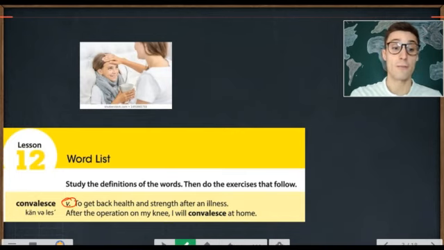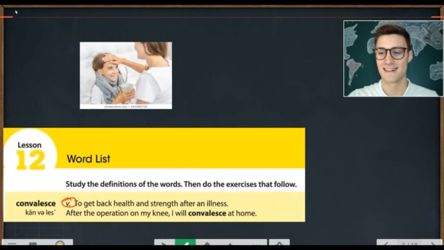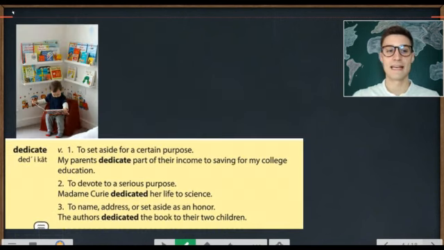Convalesce has a verb meaning. To convalesce is to get back health and strength after an illness. After the operation on my knee, I will convalesce at home. A synonym for convalesce is recover. Have you ever had an operation or a bad illness? How long did it take you to convalesce? Great. Let's say the word out loud. Convalesce. Convalesce.